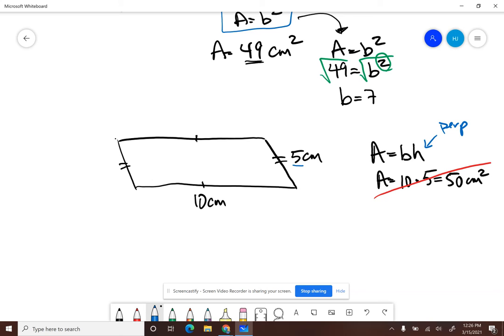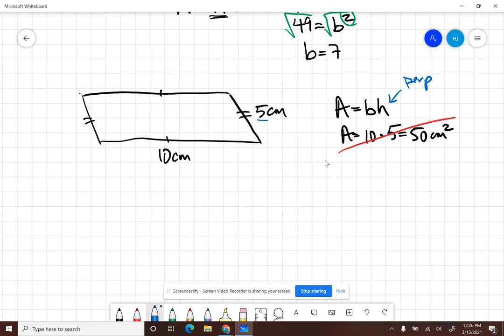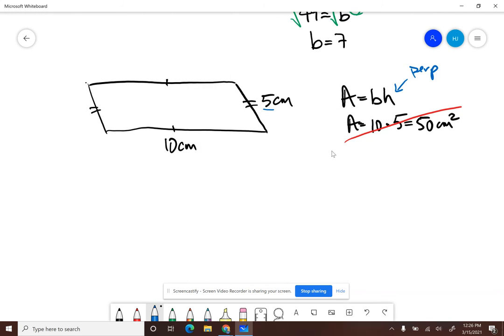Now here's what I want you to think about with this particular figure, this parallelogram. We can actually make this a rectangle. Say what? We can make this a rectangle. Yes, absolutely, we can make this a rectangle. So watch what we're going to do now. What if I made a perpendicular line? That was kind of awful, but what if I made a perpendicular line right here?